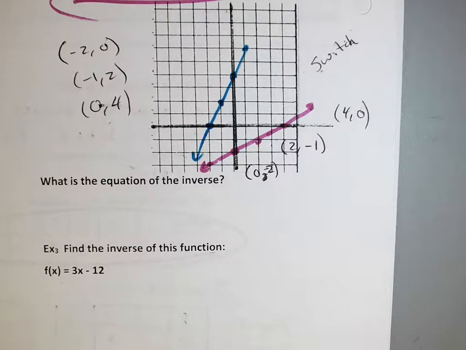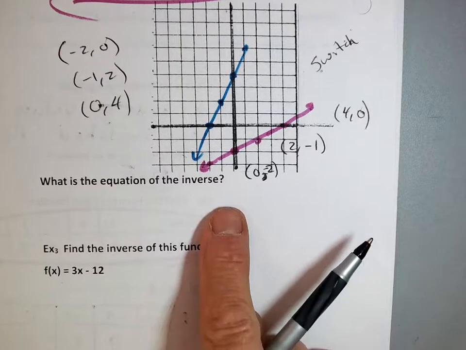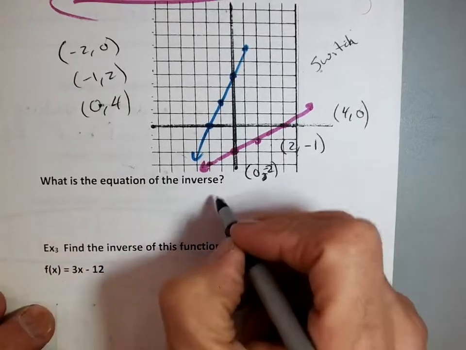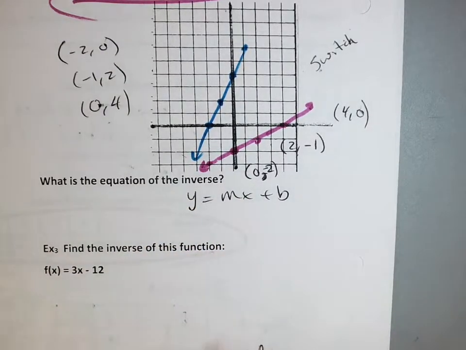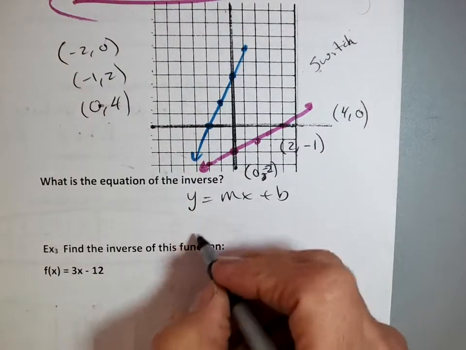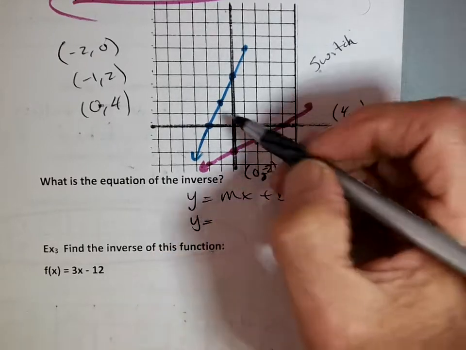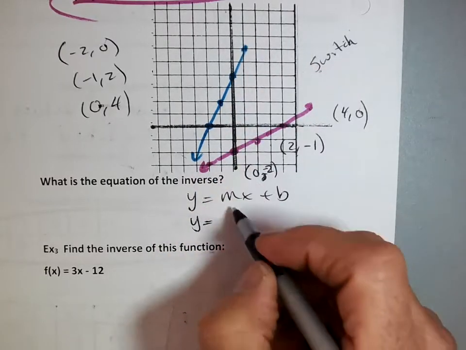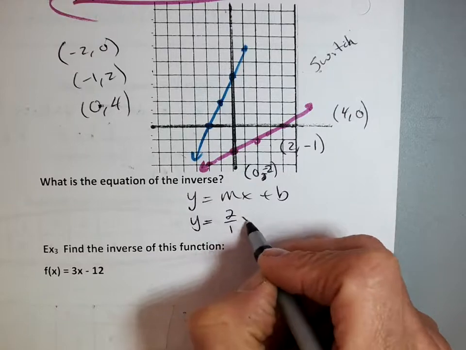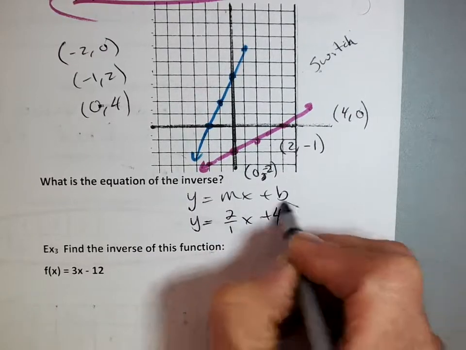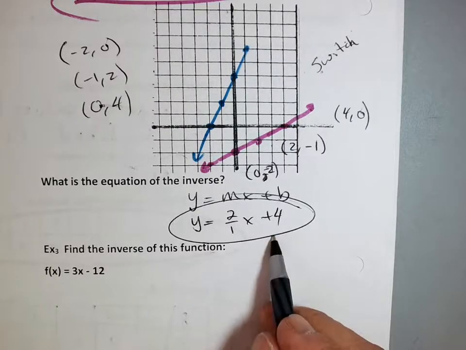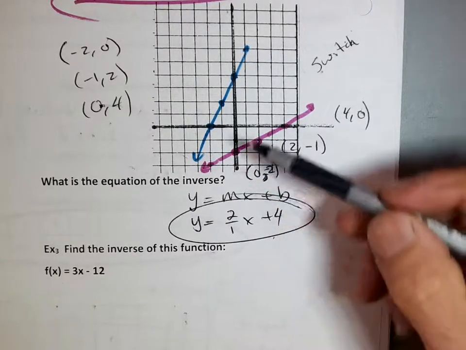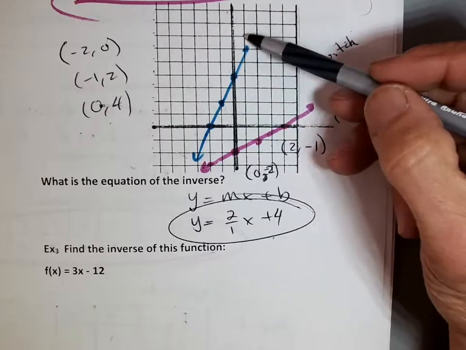All right, so what's that equation? What's the equation of the inverse? Well, let's see. I'm going to use my y equals mx plus b for the equation of the inverse, right? So I'm going to say y equals, it's up 2 over 1. I'm going to go 2 over 1x plus 4, okay? So here's my inverse equation. And I just got it from graphing it and going up 2 over 1, okay.